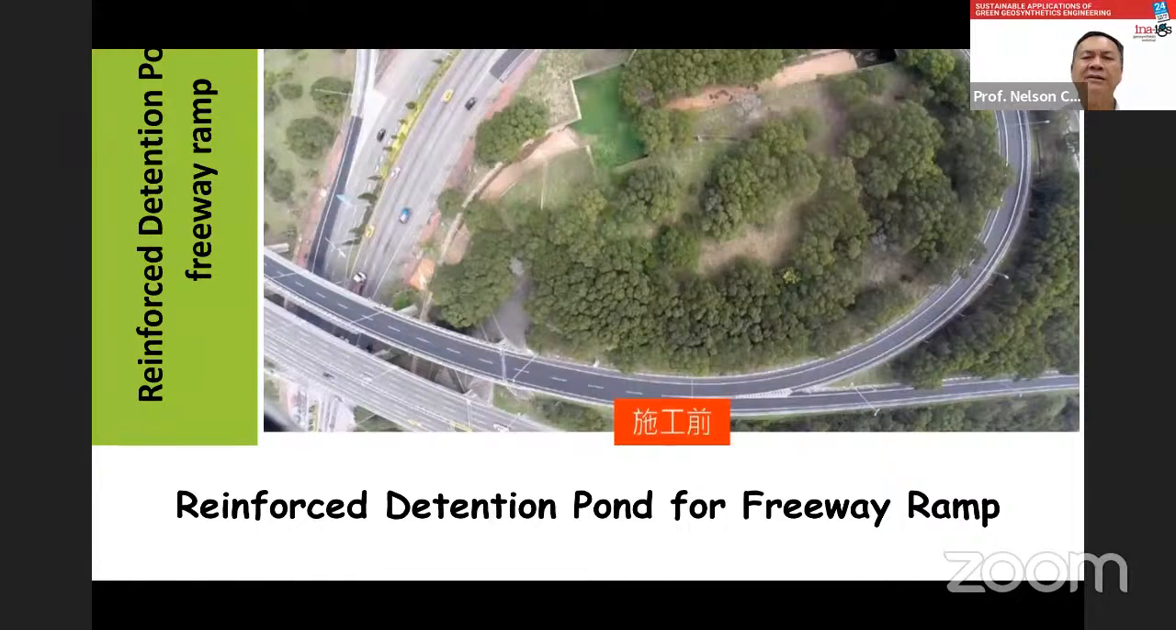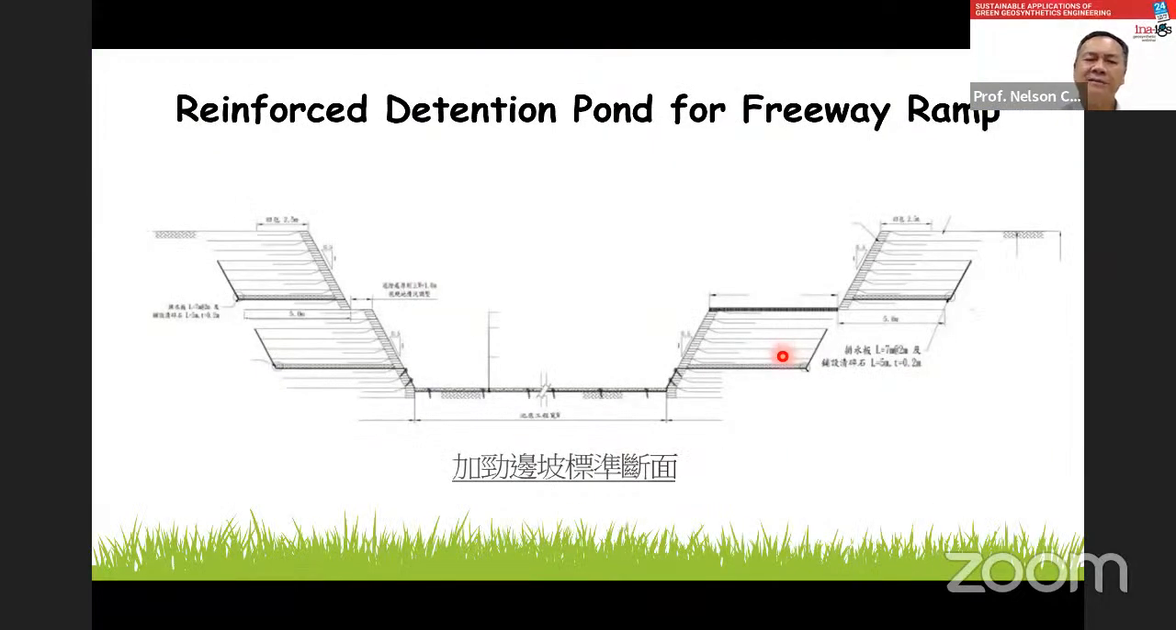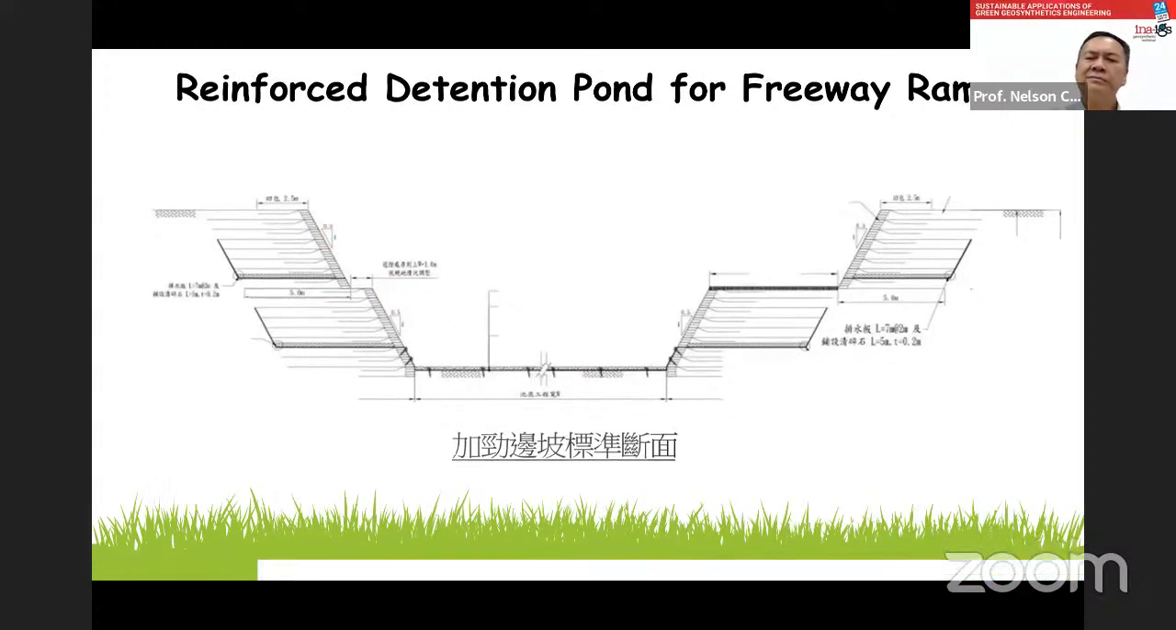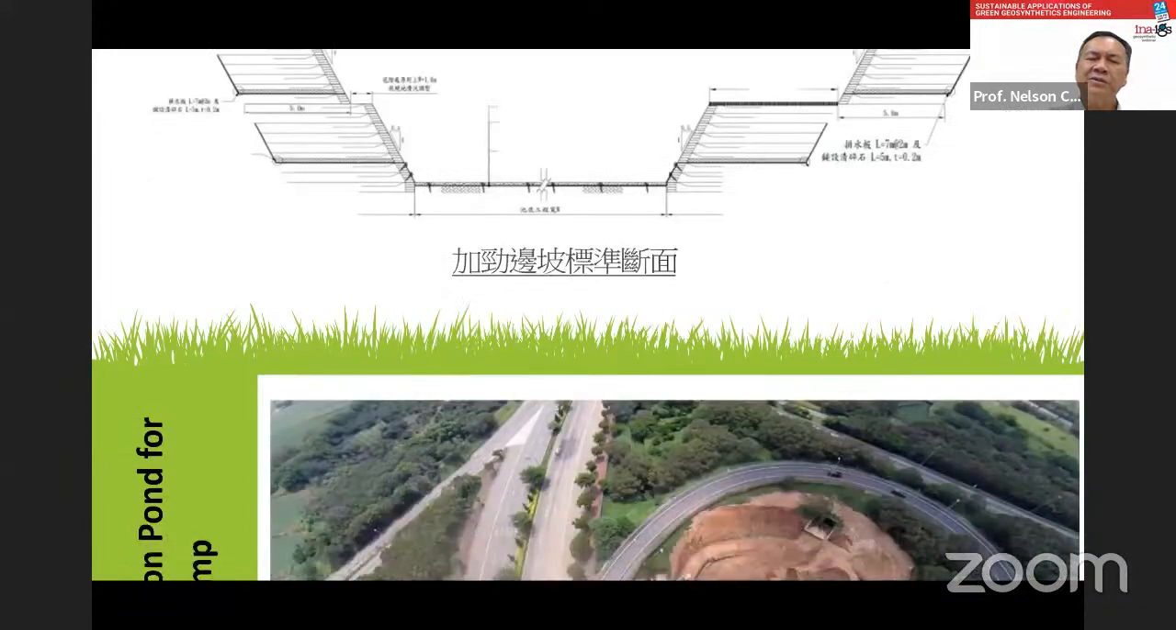Then we built a reinforced dike. It's called a reinforced dike or reinforced slope or wall, either way. The depth is about 10 meters with 2 steps. Here, we built a relatively flat area, which allows trucks to come in to do maintenance work. And this is the bottom, and the total height is about 10 meters. And this is during construction.